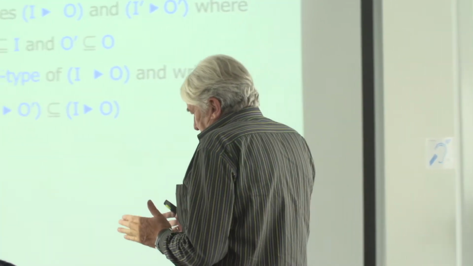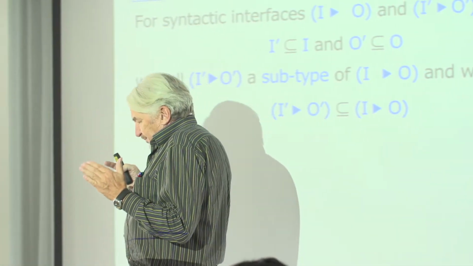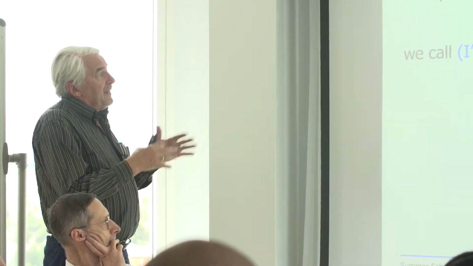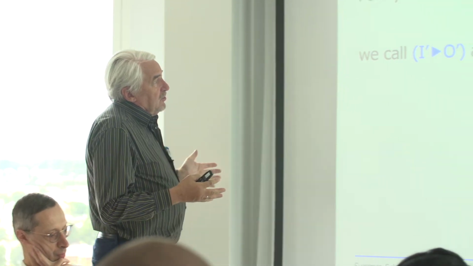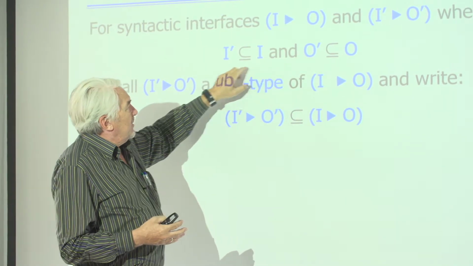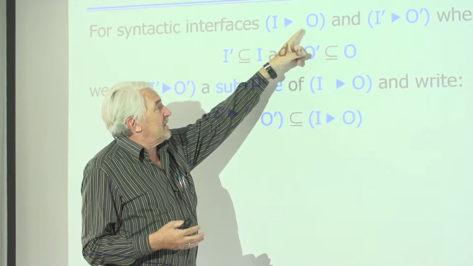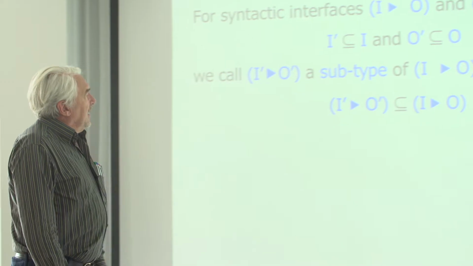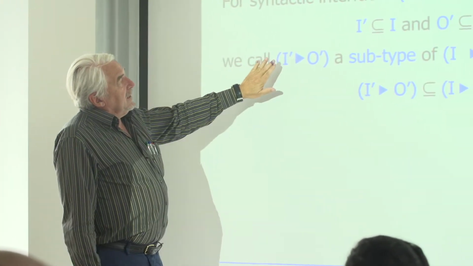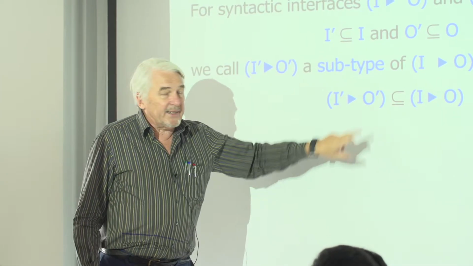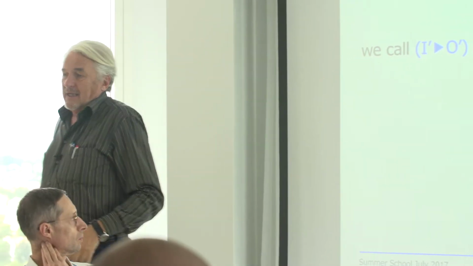Because now, to decompose the interface behavior of a large system, let's say a car, into a number of smaller things, what we assume is that we just decompose the interface in terms of channels. So here we have a large number of channels. Now we go to a small number of input channels and a small number of output channels. And we now call this syntactic interface a subtype of the larger interface if we have exactly this, and we write it like that.